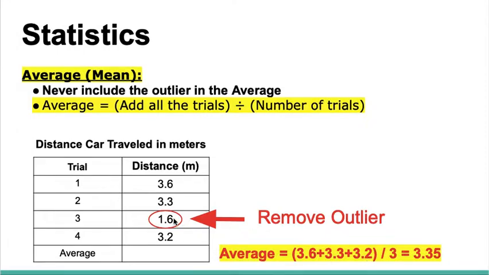So even though we remove outliers, we don't actually physically delete it and say that never happened, right? We still say it happened. We just don't include it as part of our calculations in our average. So if you look at it here, our average is 3.35 meters, right? If I would have included this 1.6, my average would actually have been in the twos, right? It's a very, very big difference between having a 3.35 and maybe saying I have a 2.8 meters. So that's the reason why we don't include those.